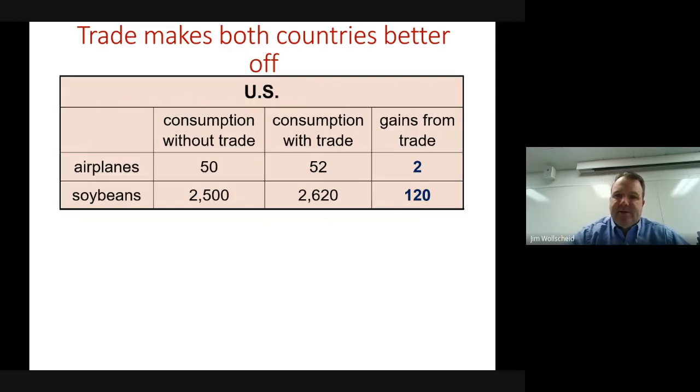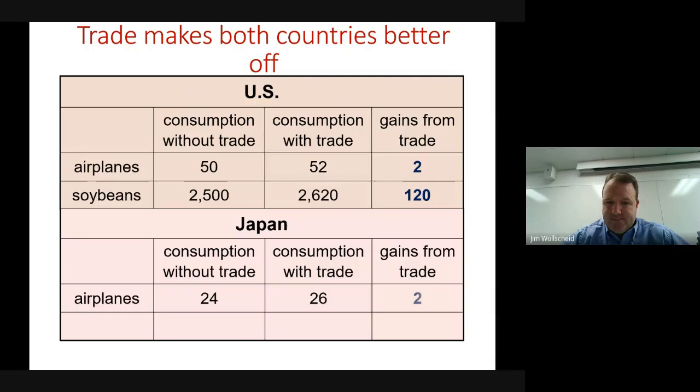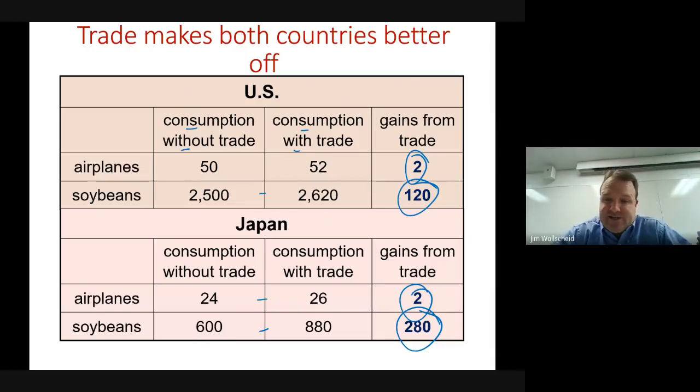So here's kind of a table, what you'll do in the homework: consumption without trade, consumption with trade. I find the gain. This should look very, very similar, kind of the example of going through your homework.